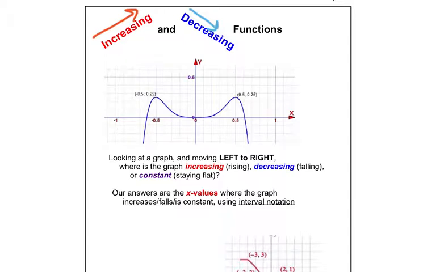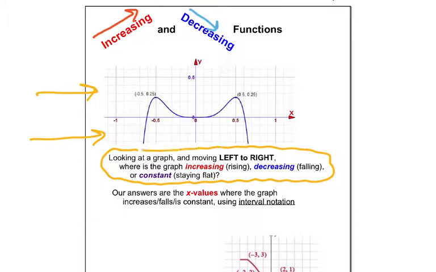So literally, here's what we're doing. You're going to look at a graph and say, as we move left to right, and it's very important that we move from left to right, where is my graph increasing, which means going up or rising? Where is my graph decreasing, or falling? Or where is it not doing either one? We just call that constant, just staying flat.